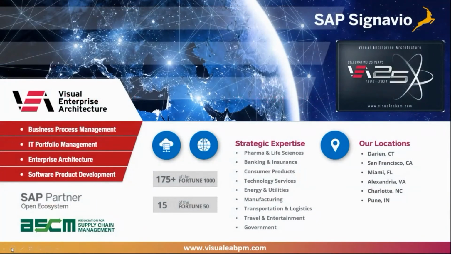Visual Enterprise Architecture has been around for more than 25 years. We specialize in business process management and business process excellence. We also deliver IT portfolio management services, enterprise architecture, and software product development with our research and development team in India. Our strategic expertise spans a variety of industries, from pharma and life sciences, banking, insurance, energy utilities, technology, consumer products, government, military. We've had a lot of experience across a broad range of industries, and we're spread throughout North America as well as India.